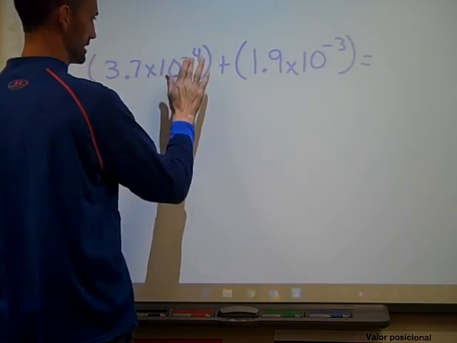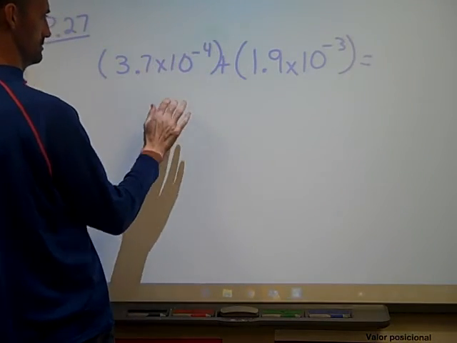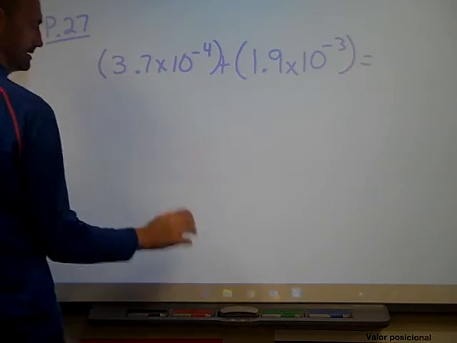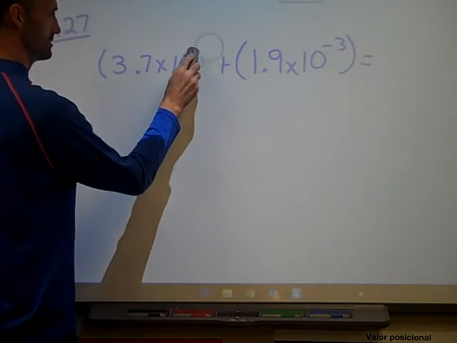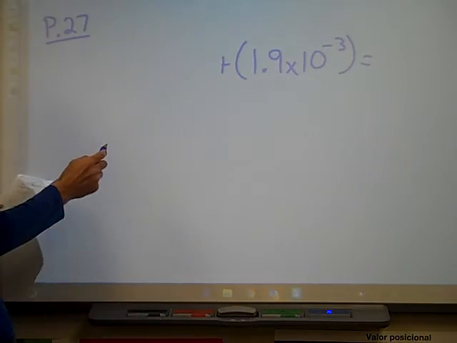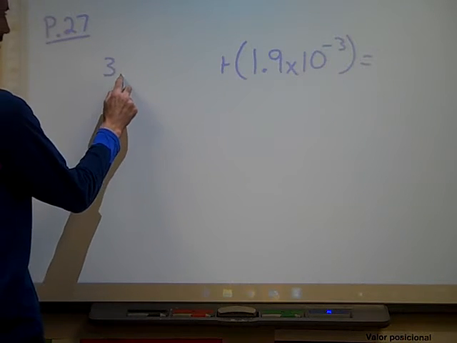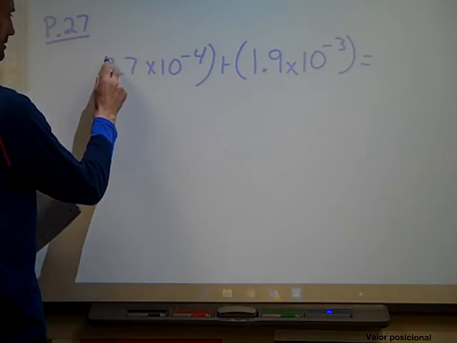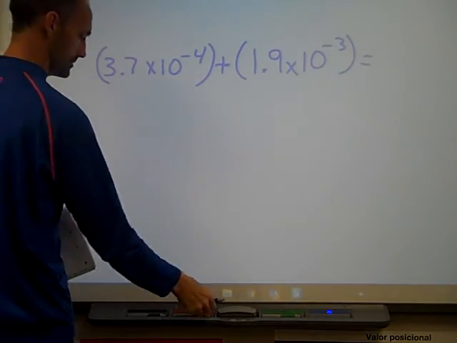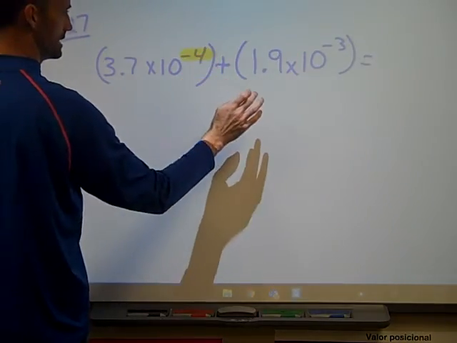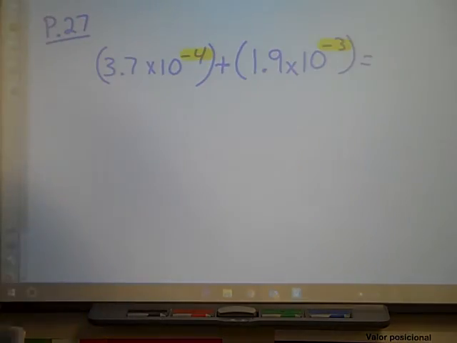So just like our other examples, I'm going to check my exponents. Well, let me try that again here. I'm not really sure what happened there. So 3.7 times 10 to the negative fourth, plus 1.9 times 10 to the negative 3. So I'm going to check exponents. Negative 4, negative 3. The exponents are not the same.